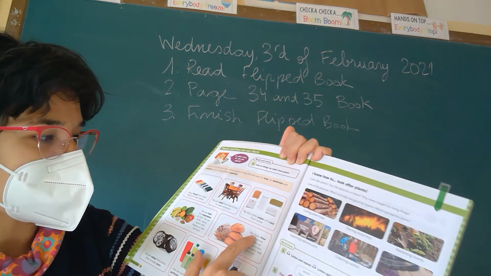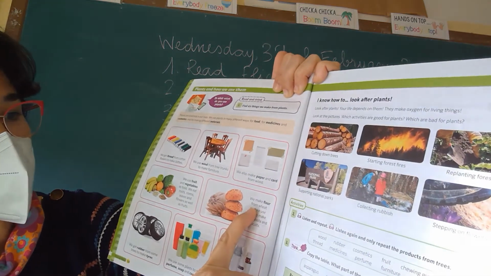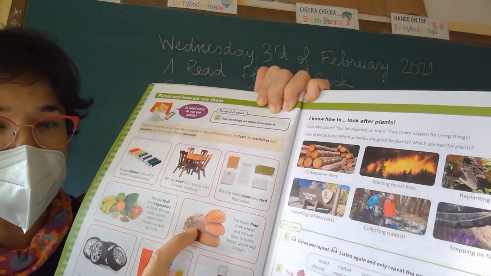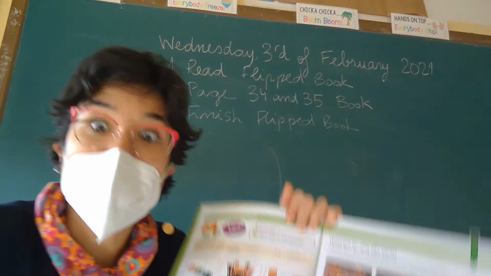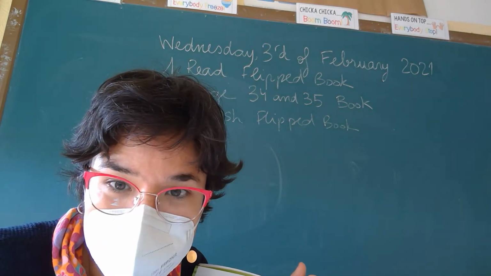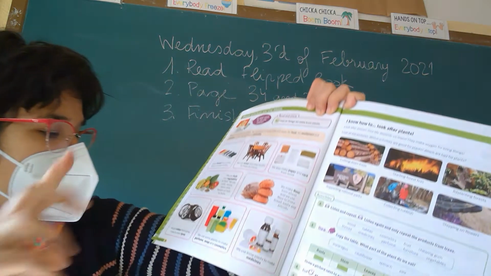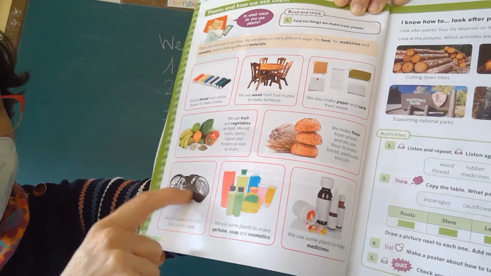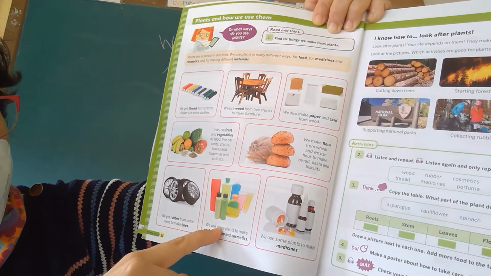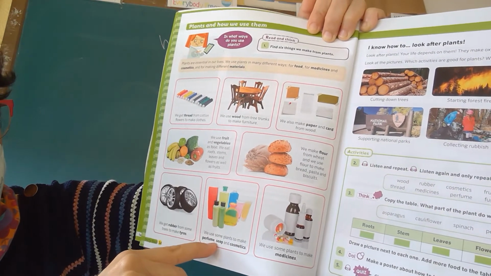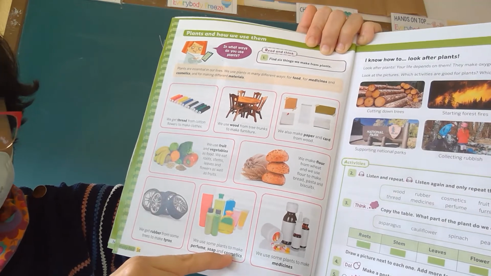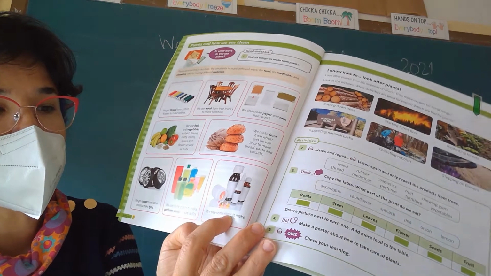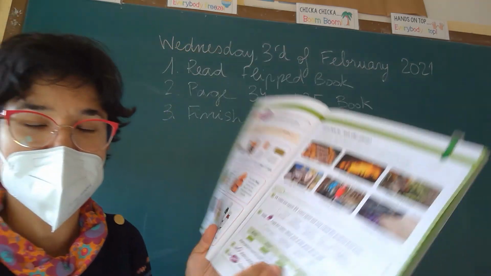So let's continue. We make flour from wheat and we use flour to make bread, pasta and biscuits. Okay? La harina. ¿De acuerdo? We get rubber from some trees to make tires. We use some plants to make perfume, soap, and cosmetics. And we use some plants to make medicines.